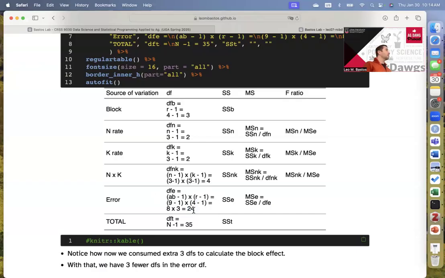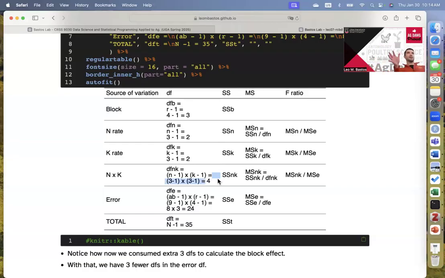I would have a total number of observations that would be larger because now I have more blocks, right? So I have more plots, more degrees of freedom total. But notice that if I increase from 4 to 10 blocks, I'm going to consume more on the block effect, but I'm still just consuming 2 for nitrogen, still just consuming 2 for potassium, and still just consuming 4 degrees of freedom for the interaction.